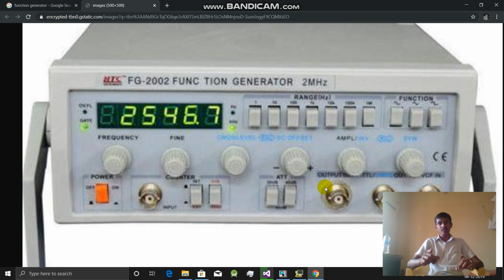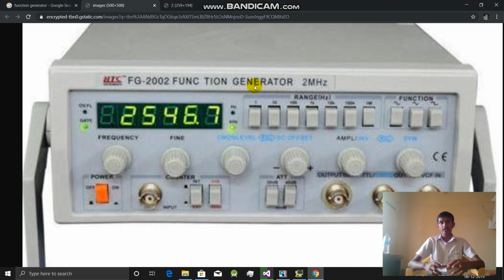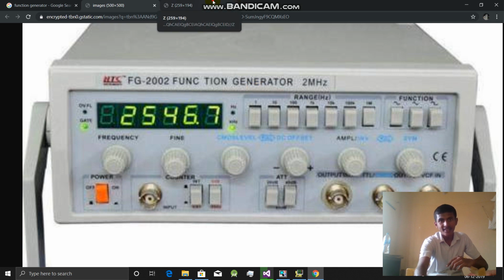Initially we need to connect this function generator to the CRO. In order to observe the waveforms we have to connect it to the CRO, and in the CRO we need to see the amplitude. Frequency we are setting here anyway, and we need to set the amplitude now. For example, 10 volt. So how to set this amplitude? The CRO is like this, okay?